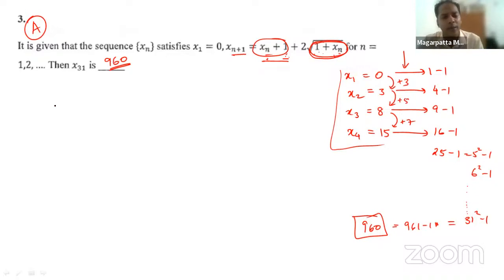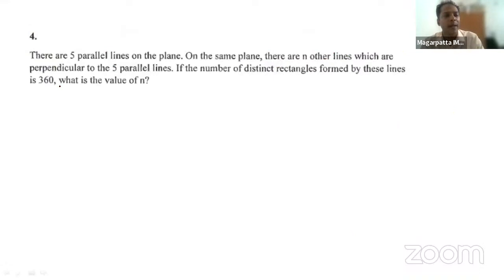So second type A question. So 2 questions are done. Probably you would have taken 5 minutes to solve the 2 questions till now. Okay. 5 parallel lines on a plane, and on the same plane there are n other lines which are perpendicular. Number of distinct rectangles formed by these is 360. What is the value of n?